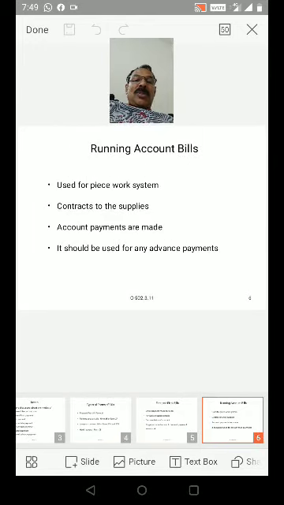These running account bills used for piecework system. Contracts to the suppliers. Account payments are made. It should be used for any advance payments.